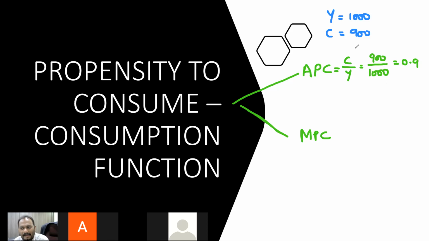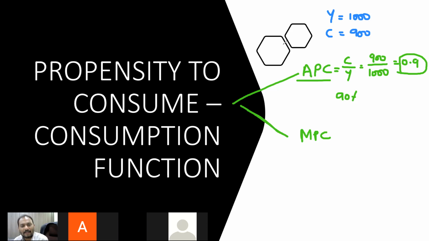Do you know what is the meaning of average propensity to consume? If I had to look at it in technical terms, what is the income? 1000. Out of that, how much are you spending for consumption? 900. That means, can I put it like this? 90% of your income is devoted for consumption. Do you agree to this? Yes, sir. So average propensity to consume is nothing but 0.9, which basically indicates the amount of income devoted for consumption. How much of your income is used for consumption? It's 90%.